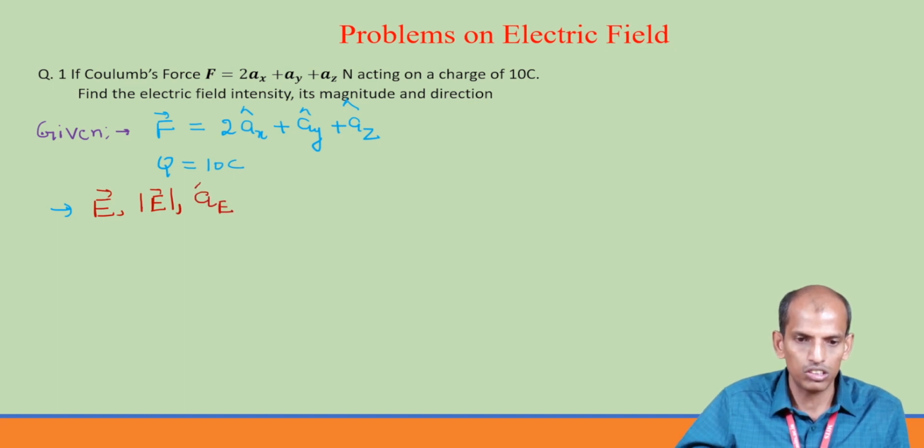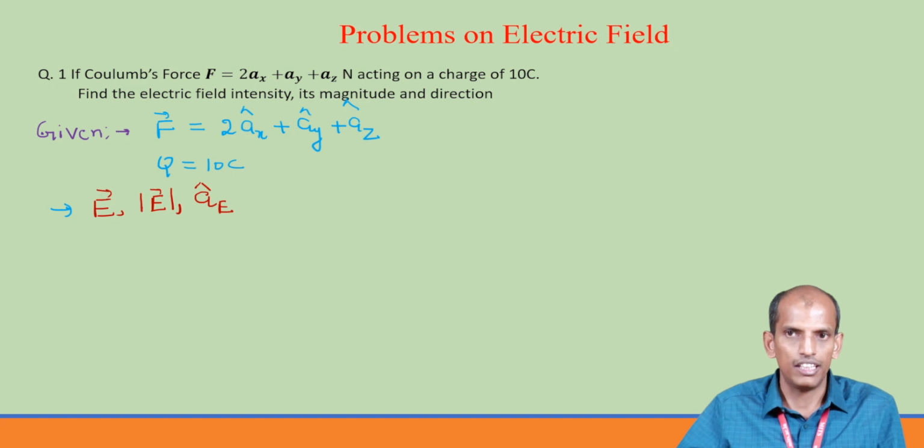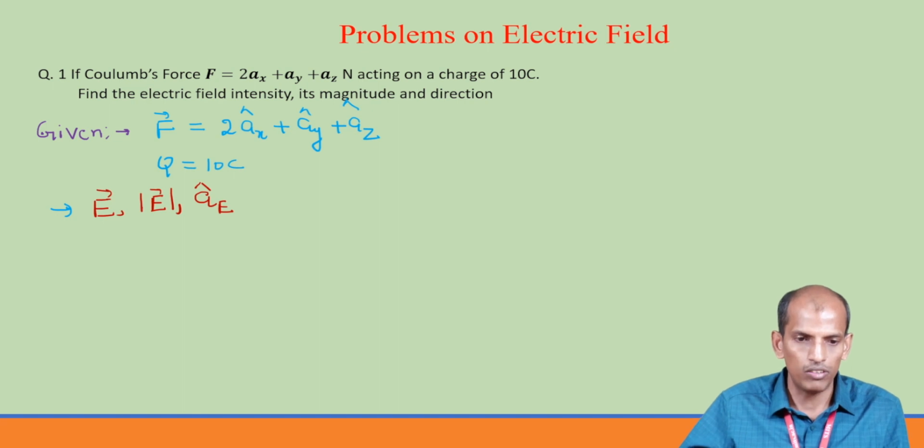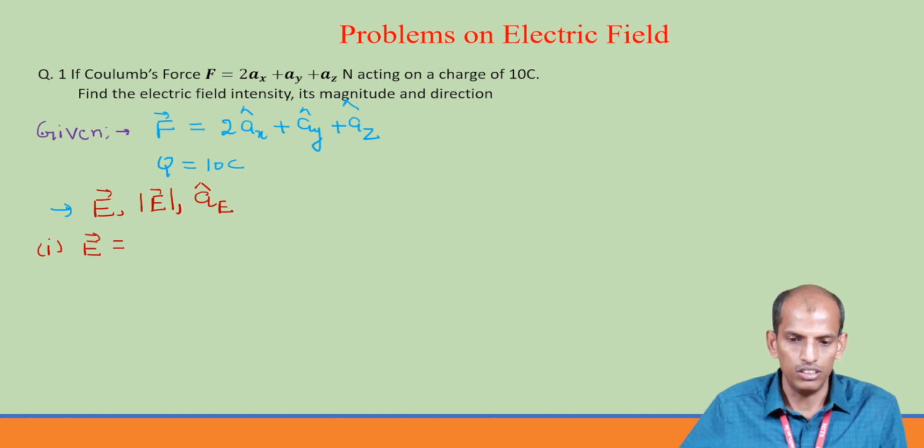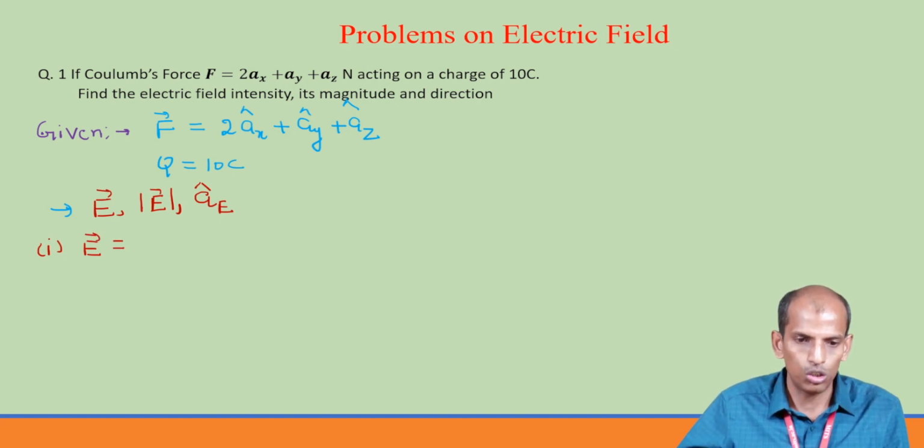So see the notations first. First is the vector electric field, then the magnitude of the electric field, and then the direction of the electric field. These are the 3 quantities. Let us solve them one by one. Part A, electric field. How to solve? We have all studied just now, the formula says F over Q.